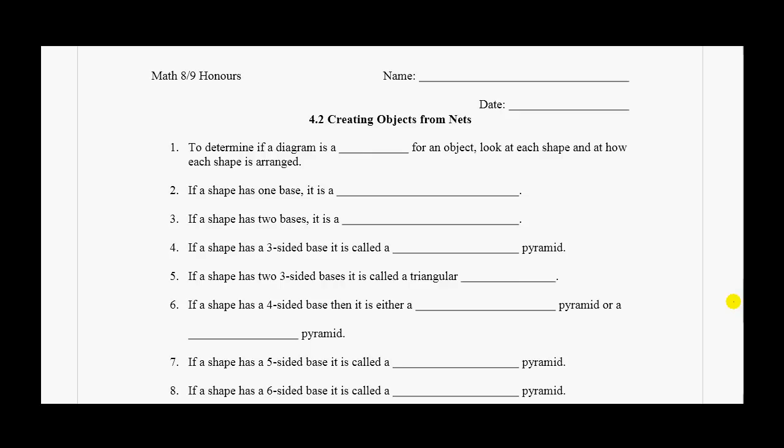Section 4.2 is more of the same. To determine if a diagram is a net for an object, look at each shape and how each shape is arranged. If a shape has one base, it is a pyramid. If a shape has two bases, it is a prism.